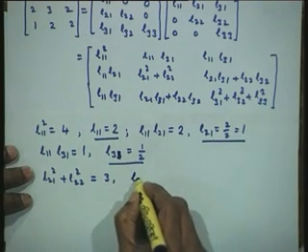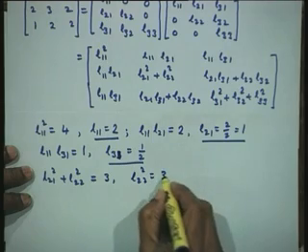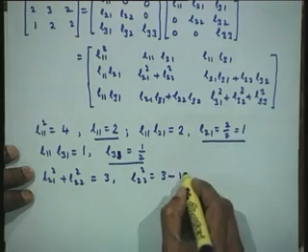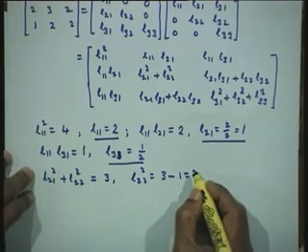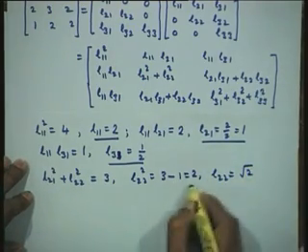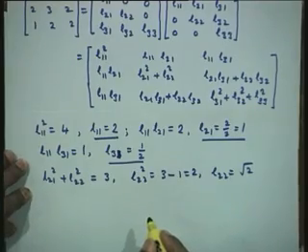Therefore let us find out L22 square from here, that is 3 minus L21 square. L21 square is 1, therefore I have 2, therefore L22 is equal to root of 2. L22 comes here as root of 2.